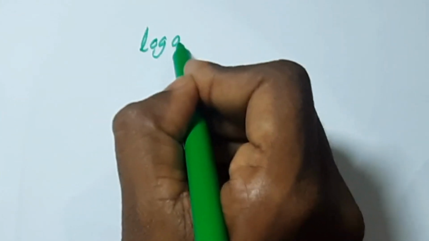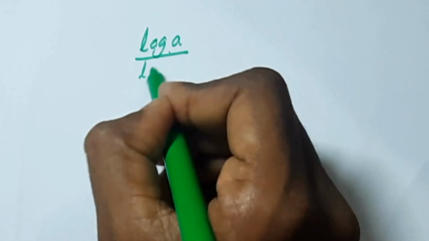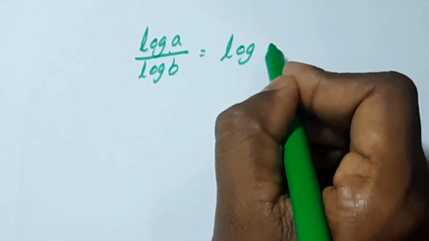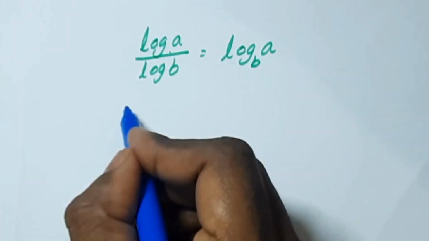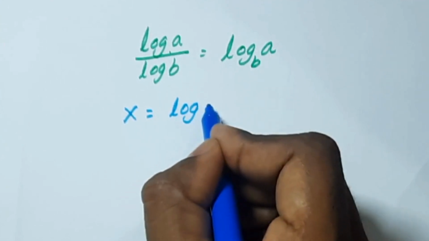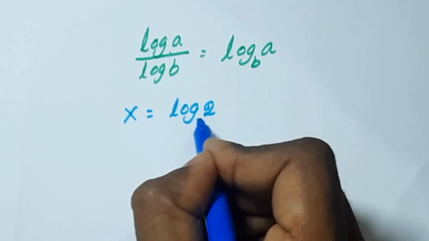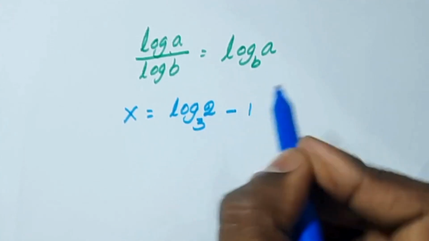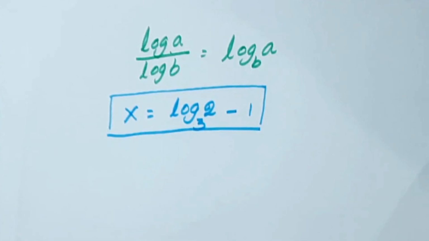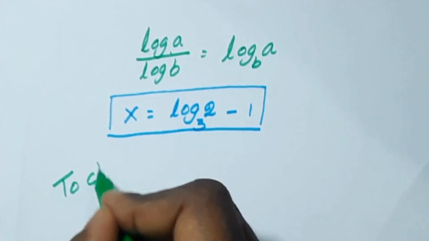Log a by log b = log a base b. So x = log 2 base 3 minus 1. This is x.